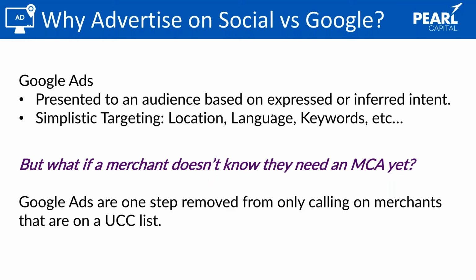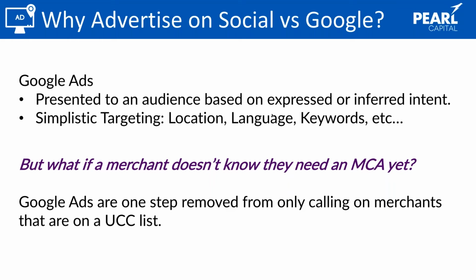And so I jokingly say that Google ads are one step removed from having a marketing strategy of only calling your UCC list that you've purchased. The UCC list lets you know that somebody has a credit line out and you're calling it. So it's kind of the inverse. You know that in the past they've been interested in this, and you're going to call them to see if they're interested again. Well, in this case, they're looking, and hopefully they find you. Well, social is a little bit better than that, in my opinion.